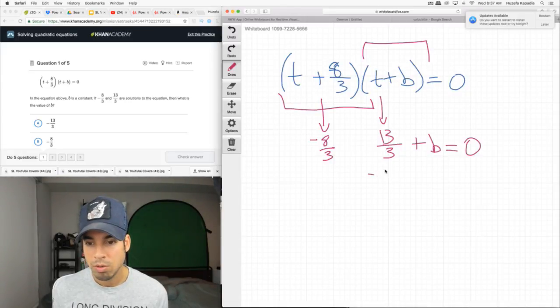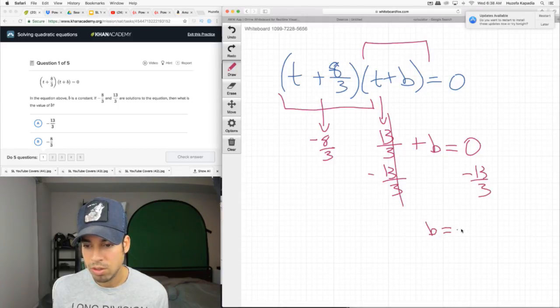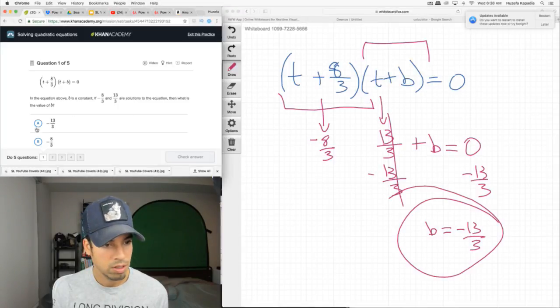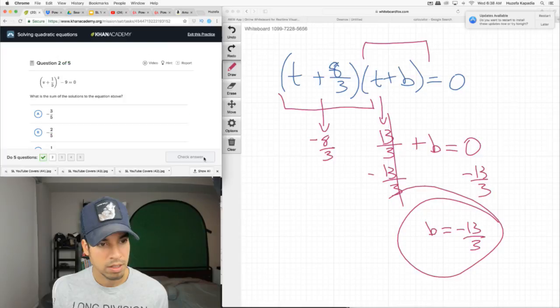Well, let's solve. We're going to subtract both sides by 13/3. And this goes away, and we just get b equals negative 13/3, which is this guy. That should be correct. Yes. Okay, let's move on to question number 2.